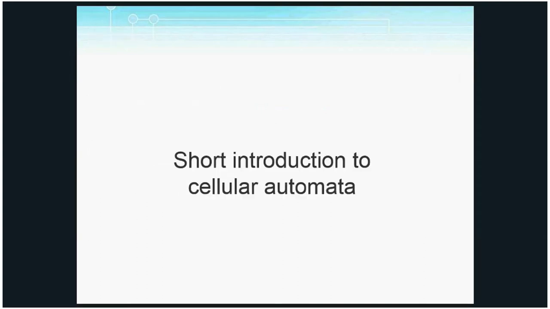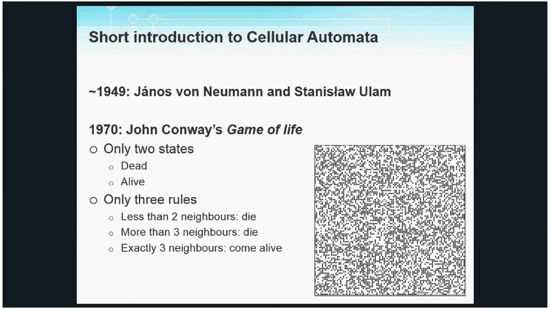Okay, starting with a short introduction to cellular automata. The idea started in the 1950s or late 40s with John von Neumann and Stanislaw Ulam. And I think if you read about cellular automata, many credit the cellular automata to von Neumann. And the other application, well, he was developing or thinking about cellular automata.